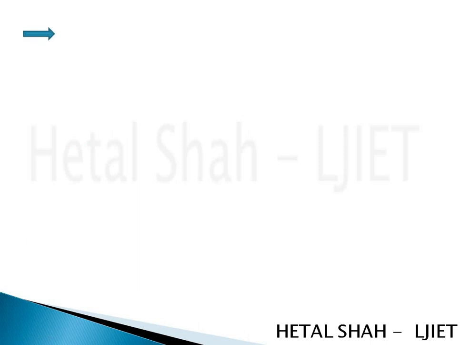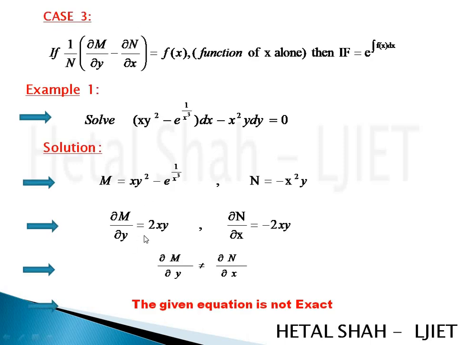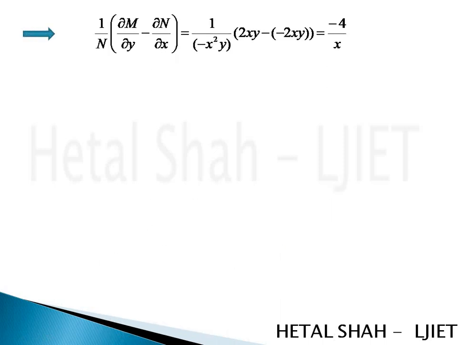So let's check 1/N times (∂M/∂y − ∂N/∂x). N is −x²y. ∂M/∂y is 2xy and ∂N/∂x is −2xy. So (2xy − (−2xy)), minus minus plus, gives 4xy upon −x²y, so you get −4/x, and this term is a function of x.